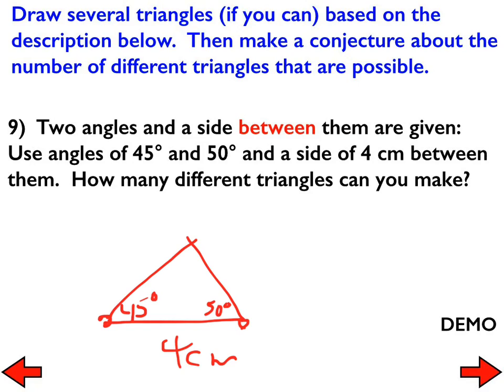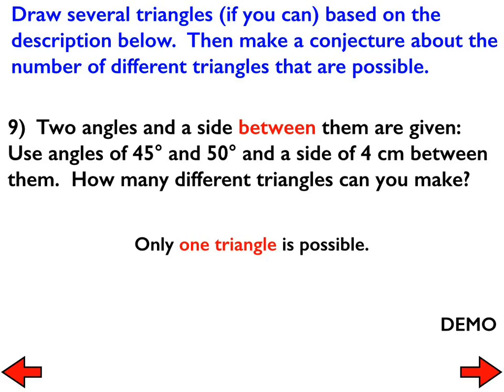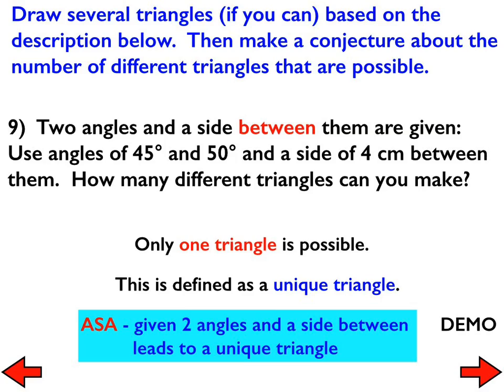Now, this leads us to a third situation where only one unique triangle is possible, and we call that angle, side, angle. So right now we have 3 situations where we can only create one triangle, and that would be side, side, side, side, angle, side, and now angle, side, angle. So if I give you 2 angles with a side in between, there's only one triangle that you can make. If I give you 2 sides with an angle in between, there's only one triangle that you can make. If I give you 3 sides, there's only one triangle you can make.